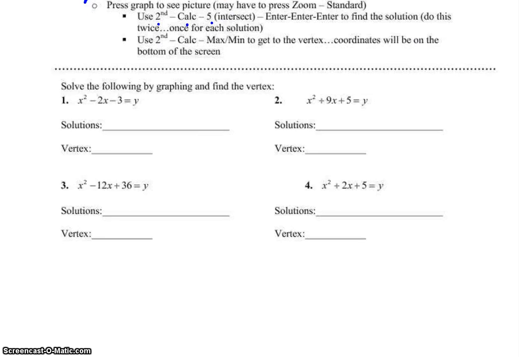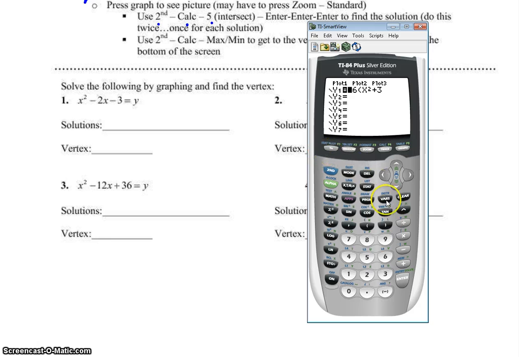Number 1, solve the following by graphing and then find the vertex. So we're going to start by going to y equal and clearing everything out. And we're going to say x squared minus 2x minus 3. And we're going to go ahead and put a 0 at y2. So to find our solution, we're going to go second, calc. We're going to choose number 5 for intersect. Give it a minute so that it can draw. Enter, enter, enter. And your first solution is -1.